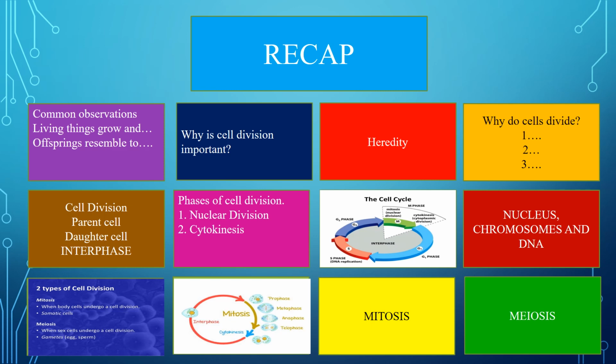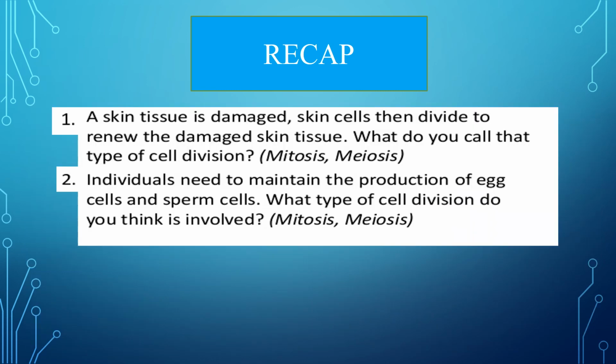Before finishing, I will ask two questions. Number one: a skin tissue is damaged. Skin cells then divide to renew the damaged skin tissue. What do you call that type of division? Think about that. Okay, yes, which one? Mitosis. Good. The second question: individuals need to maintain the production of egg cells and sperm cells. What type of cell division do you think is involved in this case? Yes, think about that. Meiosis. Very good. So next time we will discuss the differences between the two.